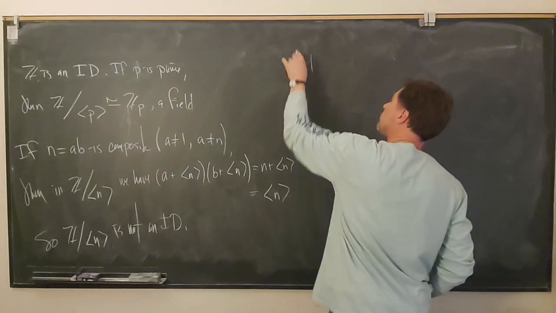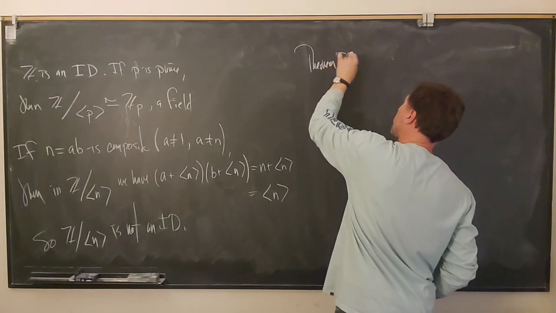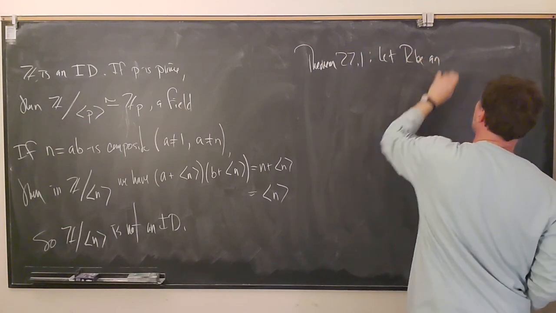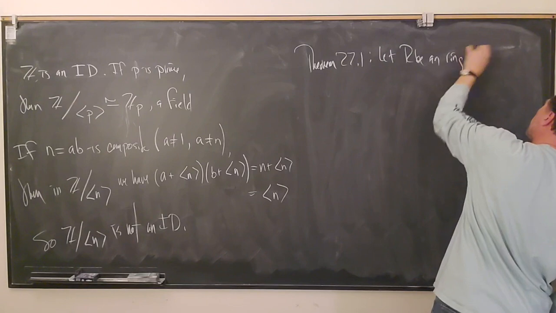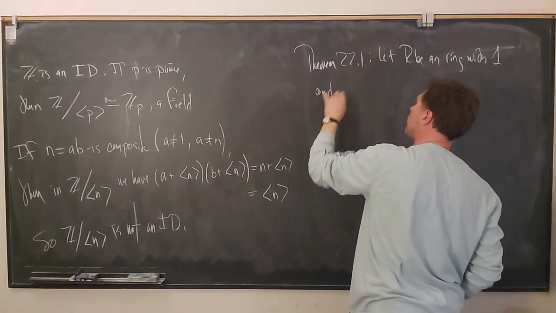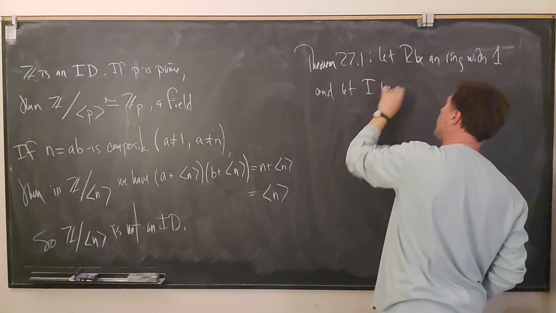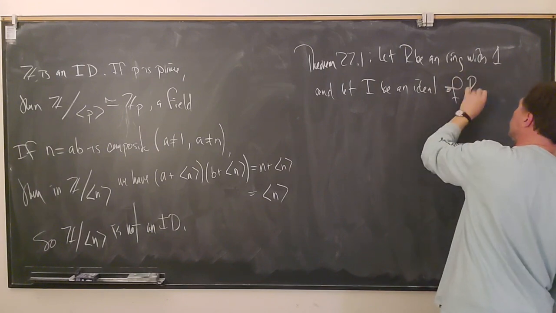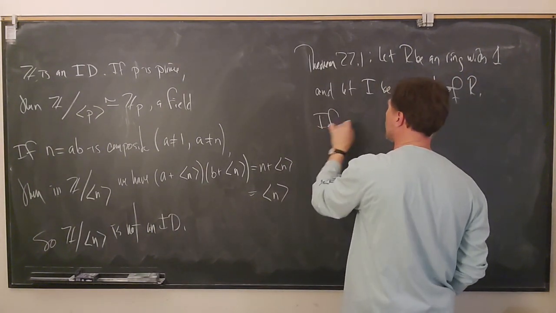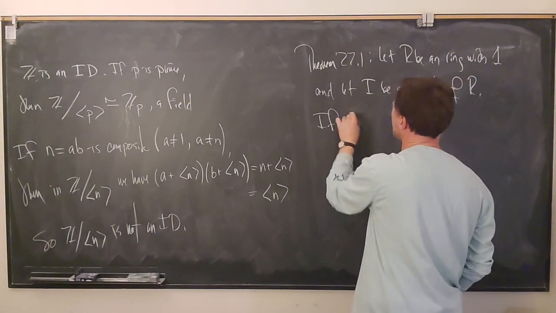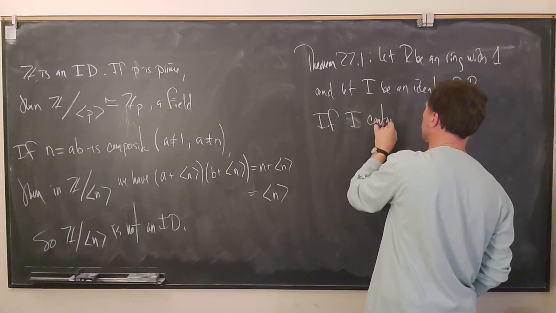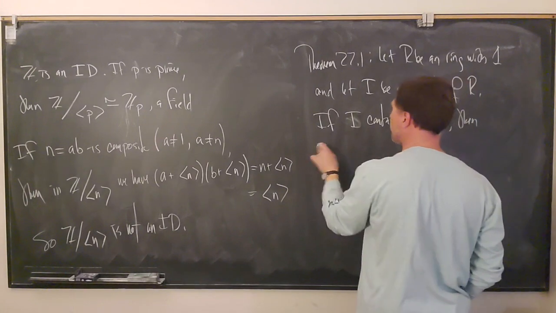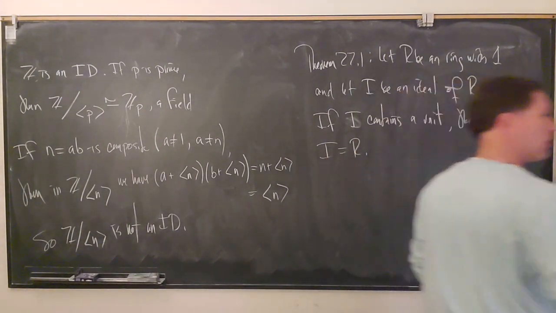Okay, so here's our first result of the chapter. This is going to be Theorem 27.1. And so it goes like this. Let R be a ring with unity, and let I be an ideal of R. If I contains a unit, then I is equal to capital R.